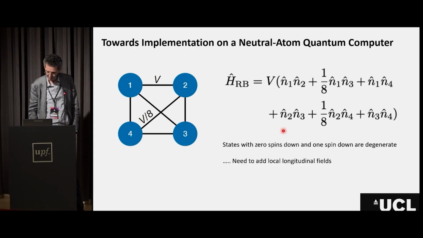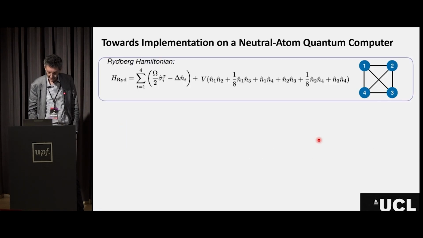So you can write down this Hamiltonian, and what you find, which needs some attention, is that the states with 0 spins down and 1 spin down are degenerate. For a one-hot encoding, we're only interested in physical spin states where the total number of spins down is 1. And so we need to eliminate this degeneracy by adding some local longitudinal fields, which we can do fairly straightforwardly. So this gives us the overall Rydberg Hamiltonian.